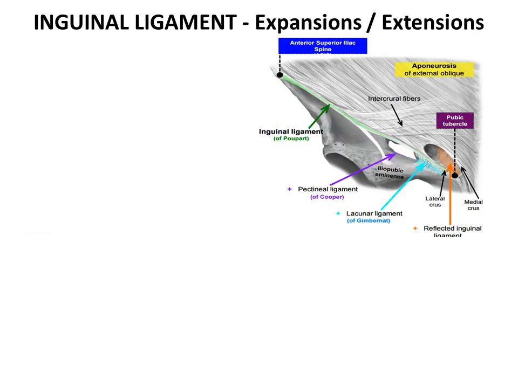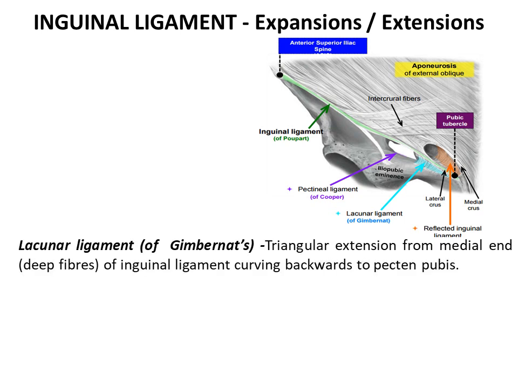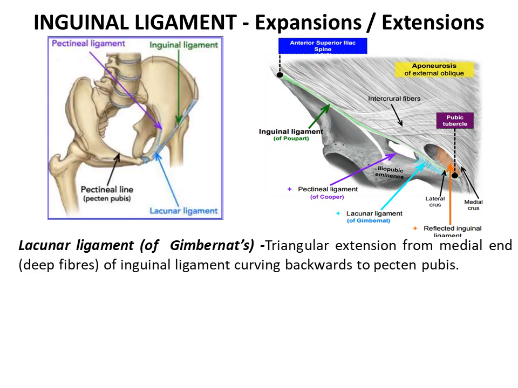The expansions from the inguinal ligament are important. Firstly is the lacunar ligament of Gimbernat. It is a triangular extension from the medial end, that is the deep fibers of the inguinal ligament, which curve backwards horizontally and attach to the medial part of the pecten pubis. This ligament is triangular with the apex attached to the pubic tubercle, and the sharp lateral border forms the medial boundary of the femoral canal, through which the femoral hernia occurs.